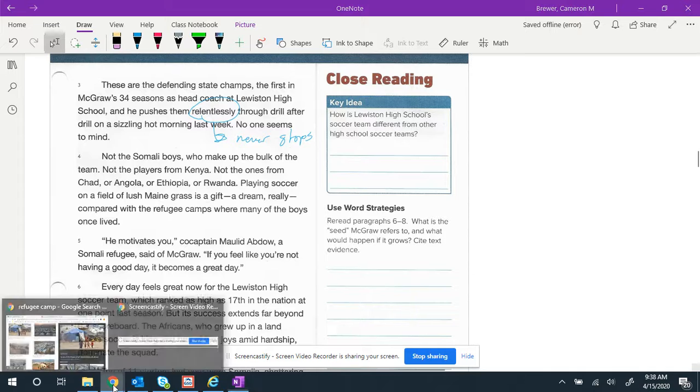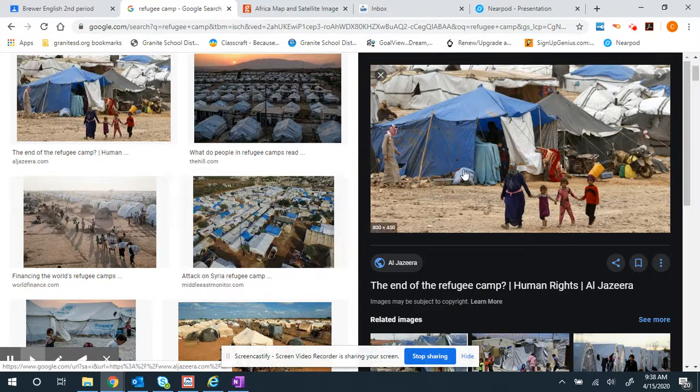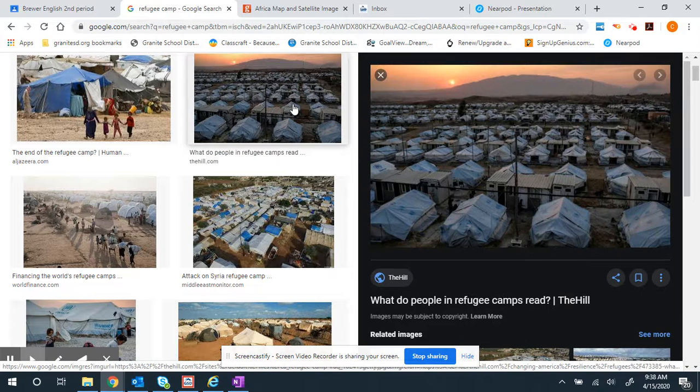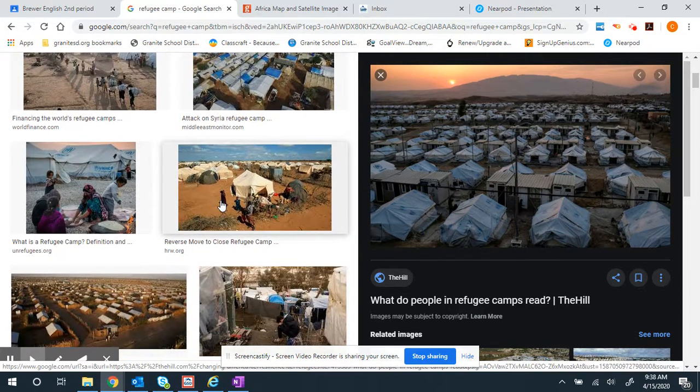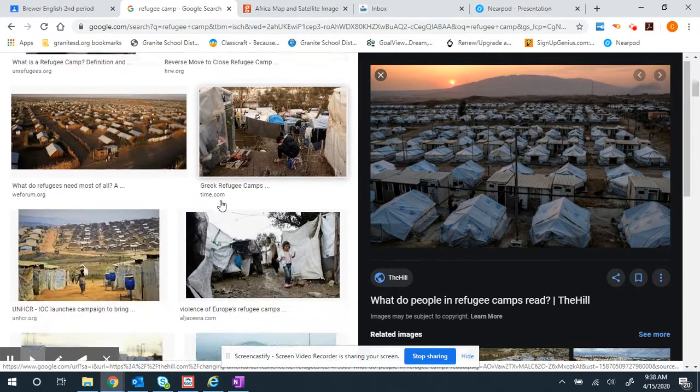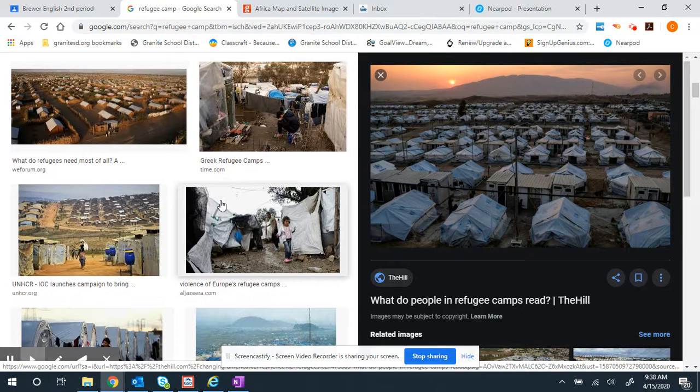Okay, now I've pulled up some pictures. Now, this here is a refugee camp. These look like they might actually be Somalis or Syrians. Okay, and this one's actually a pretty nice one. Okay, so if we remember from a previous text, refugees are caused by war, violence, poverty, famine, which is lack of food.